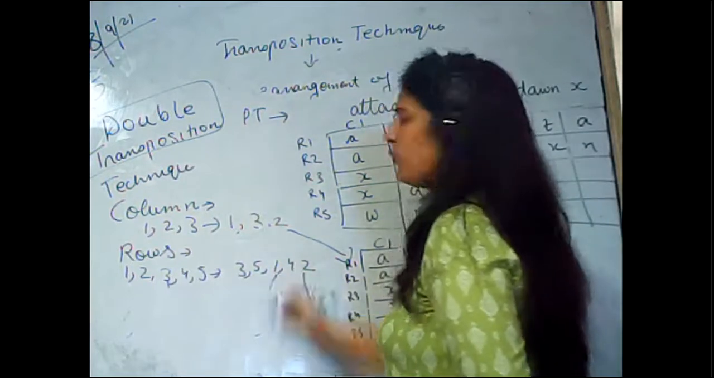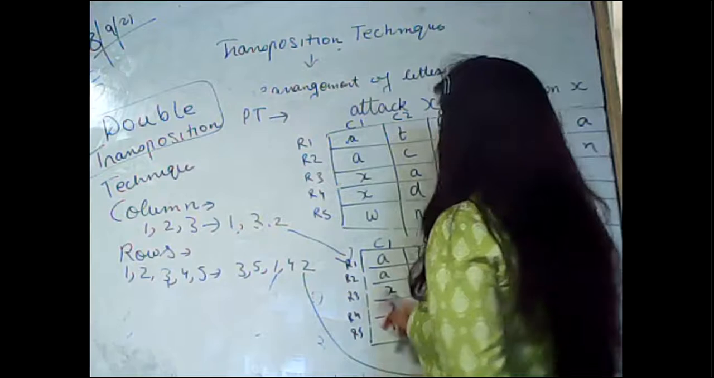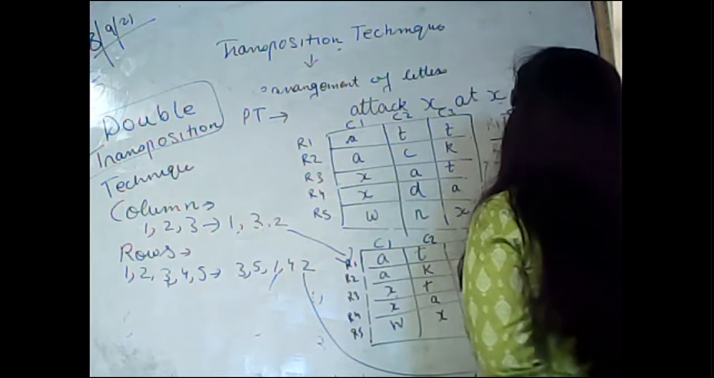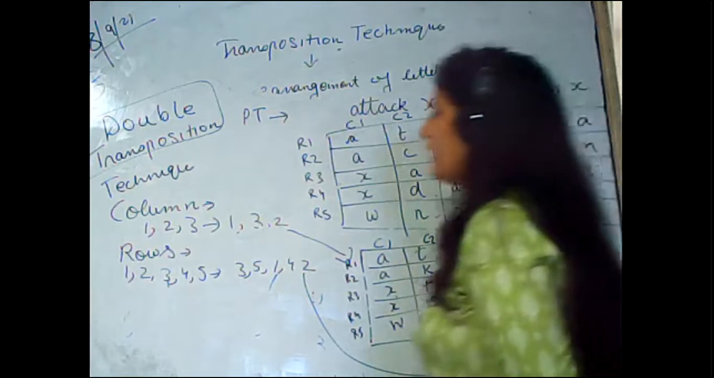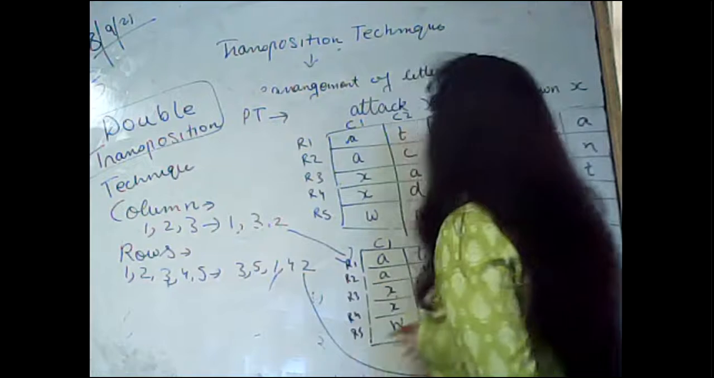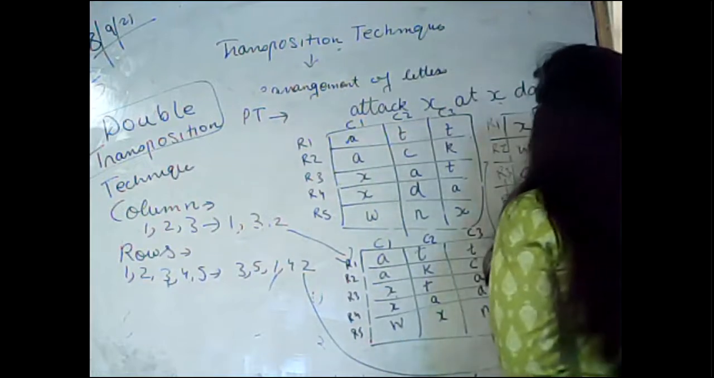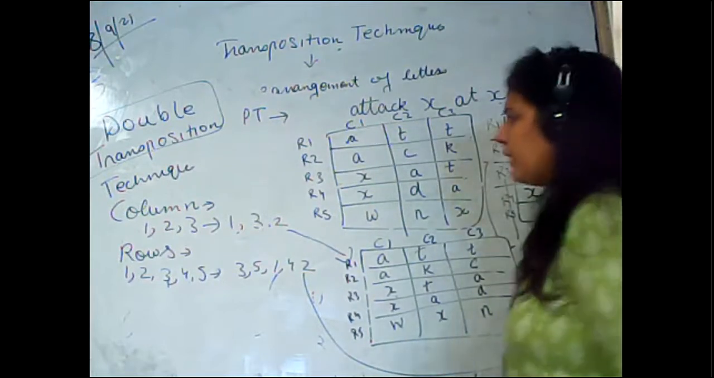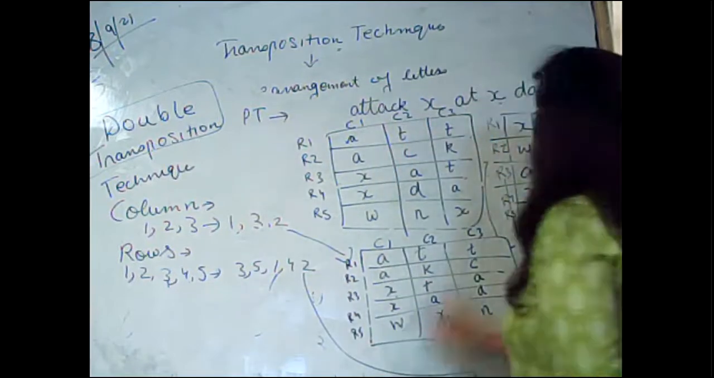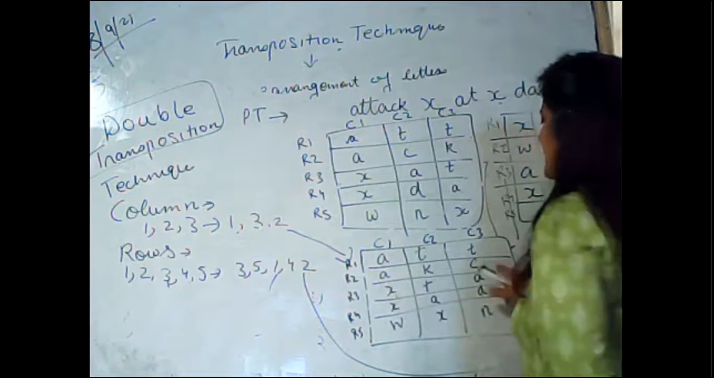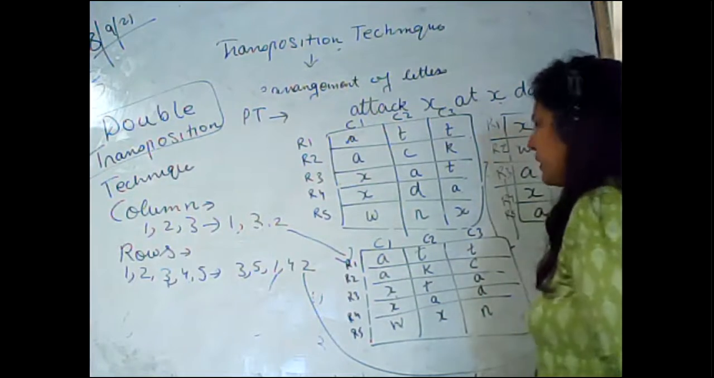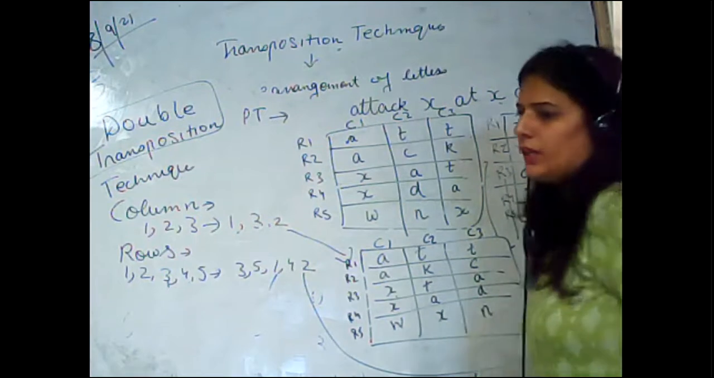The third row must include the first row's elements. So I am on the third row, but its members should be the first row's elements: A, T, T. Okay. The fourth row must include the fourth row, the same one, so I only keep the same combination. I will write it like this: X, A, B. Okay. And the fifth row includes the second row. So this is my fifth row, but it will include my second row. That is A, K, C.